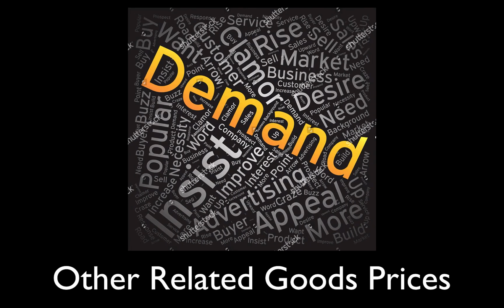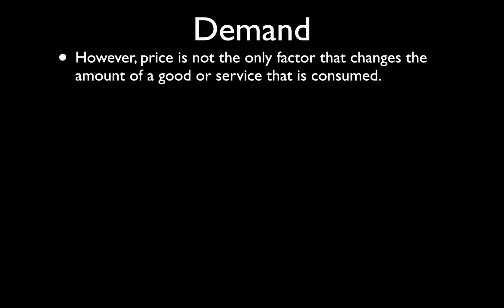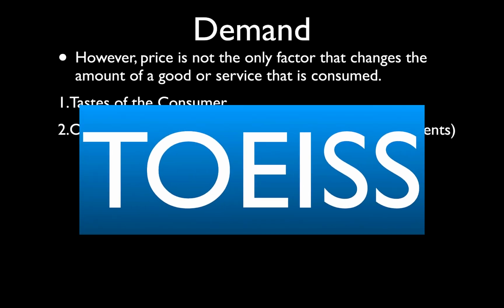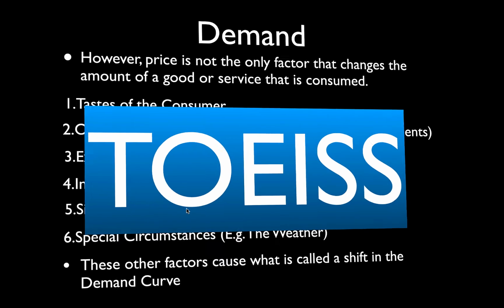Don't forget the 9 central themes and the very first real issue of economics as we go through. So what we said was, we've done taste of the consumer, and now we're going to come on to other related goods prices. I'm not going to go through the rest, but we are working off this acronym, which I believe is still called TOAS, and we've done taste of the consumer, and now we're on to the O, which is other related goods prices.